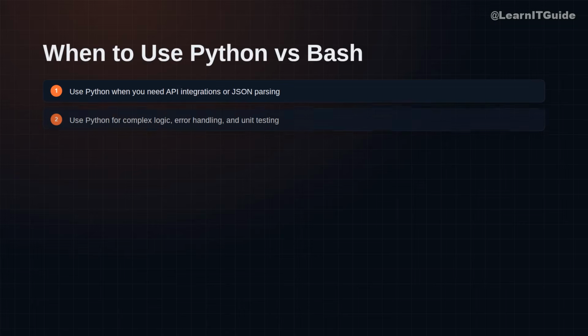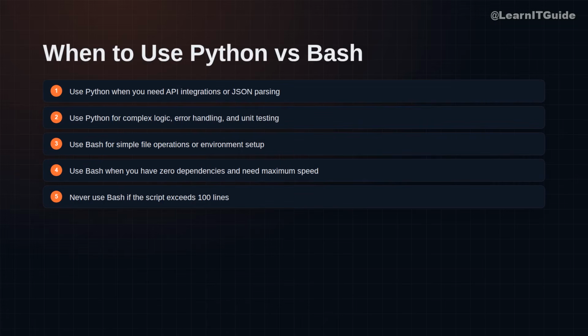So when should you use which? If you need API integration or complex JSON parsing, use Python. It is also mandatory for any logic that requires testing or detailed error handling. Bash is perfectly fine for simple file operations or setting up a shell environment. But if you find yourself writing more than 100 lines of Bash, stop and rewrite it in Python. Your future self will thank you.